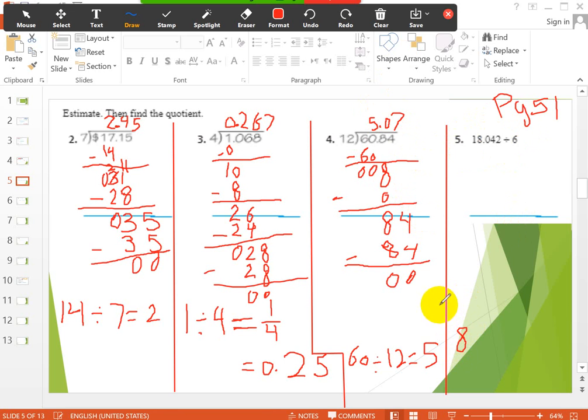18 divided by 6 equals what? Equals 3, right? Because 3 multiplied by 6 equals 18. So the first digit in the quotient will be 3.